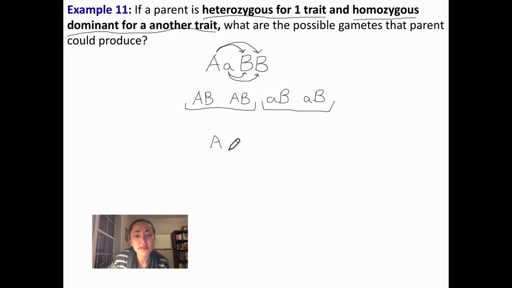So the only possible different gametes they could make is a big A with a big B, or a little a with a big B, sorry. There's only two different types of gametes that this parent could make: a big A with a big B, or a little a with a big B. That's the only possible combinations of A's and B's.